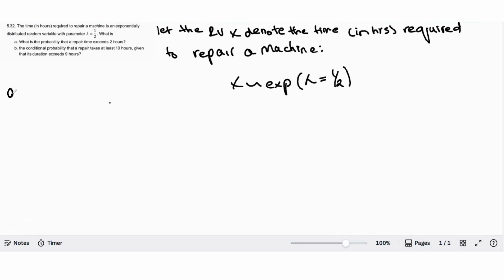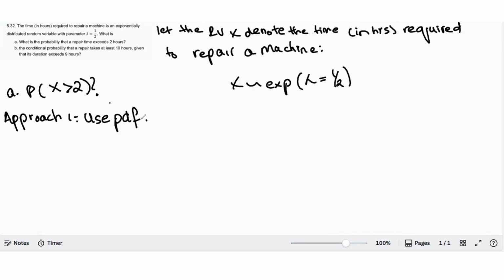Let's do part A. Part A says, what is the probability the repair time exceeds 2 hours? Probability X is greater than 2. Now, there are two approaches. The first approach is we'll use the PDF, and the second approach we'll use the CDF, because we have a closed form expression of the CDF for an exponentially distributed random variable. We could use that as well. The first approach is to use the PDF.